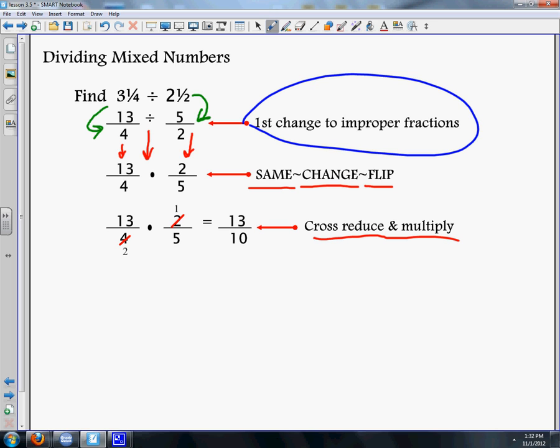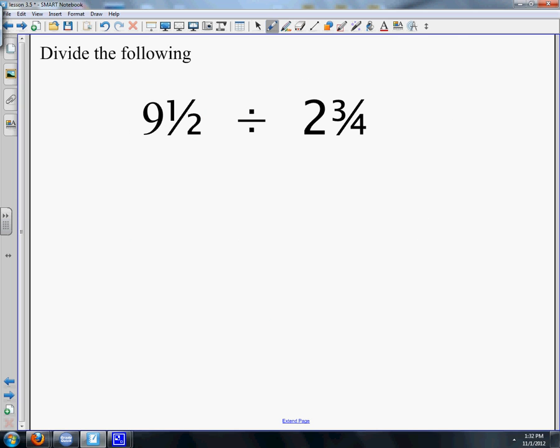If you're asked to make that a mixed number, all you do is say 10 goes into 13 once with 3 left over. So there's our mixed number answer, if that's what the teacher is asking for. All right, let's do another example.